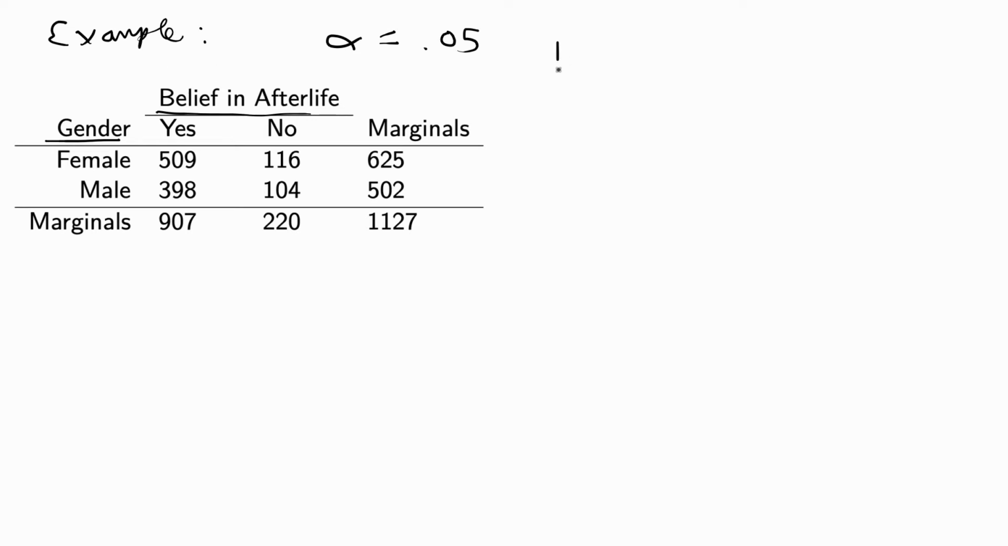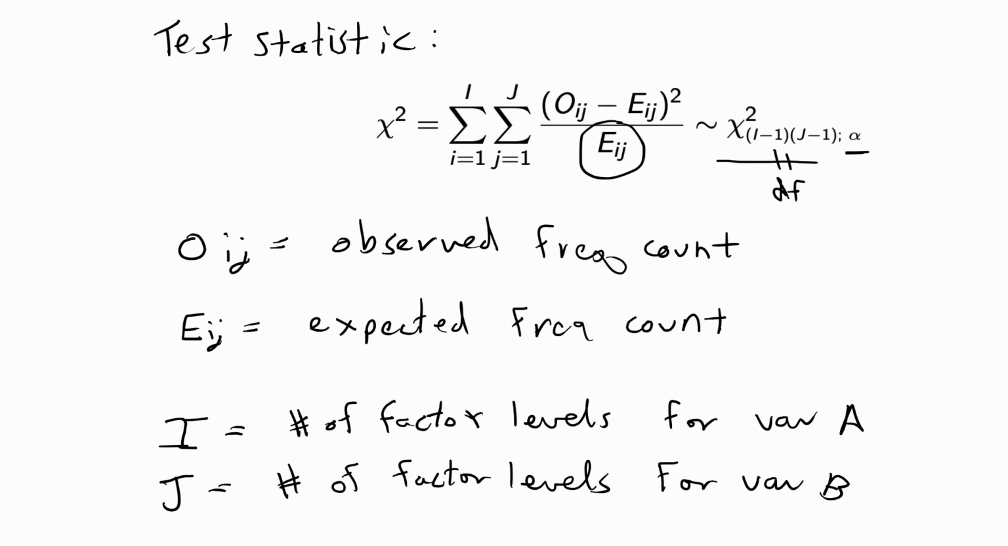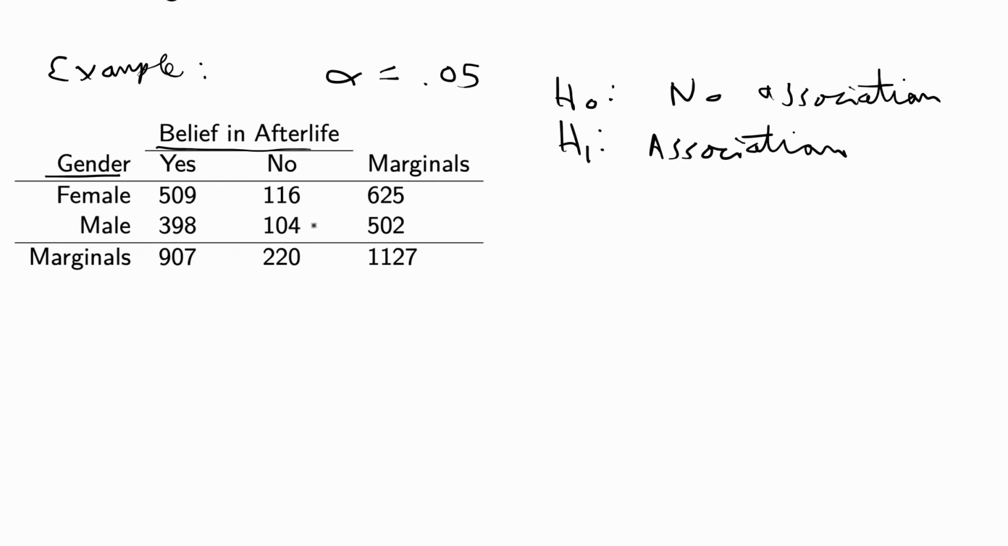So the null hypothesis would be that there's no association between gender and belief in afterlife. And then the alternative hypothesis is that there is an association. To test this using the Pearson's chi-square test statistic, I need to plug into the formula that we mentioned above. And the first thing I have to calculate are the expected frequency counts.